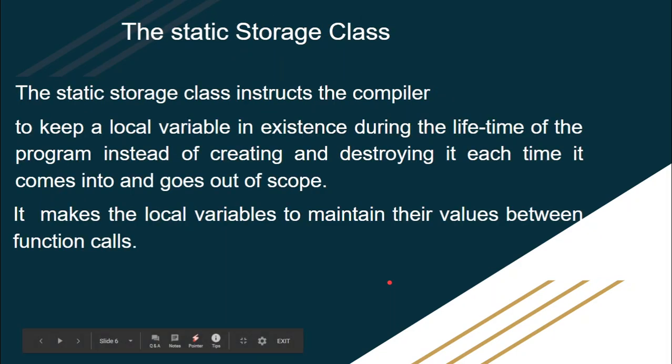Okay, and then the static storage class is similar to local storage. The static storage class instructs the compiler to keep a local variable in existence during the lifetime of the program, instead of creating and destroying it each time it comes into and goes out of scope. That means when you create a static variable, this local data will exist till the end of the program. It makes local variables maintain their values between function calls. That means when you call the function again, the value is maintained. The syntax is the same: first the storage class, then the data type, and then the variable name.